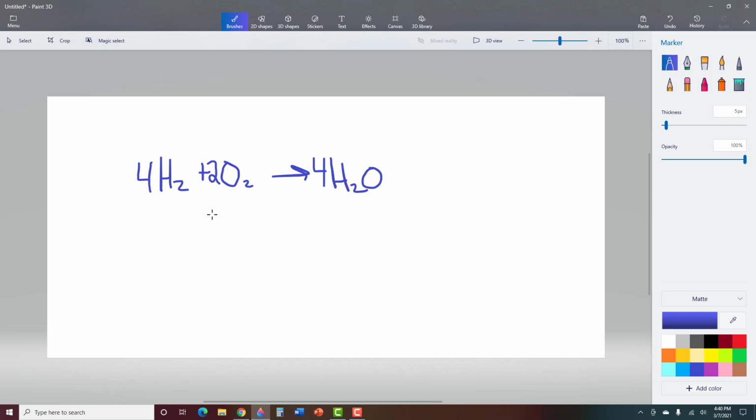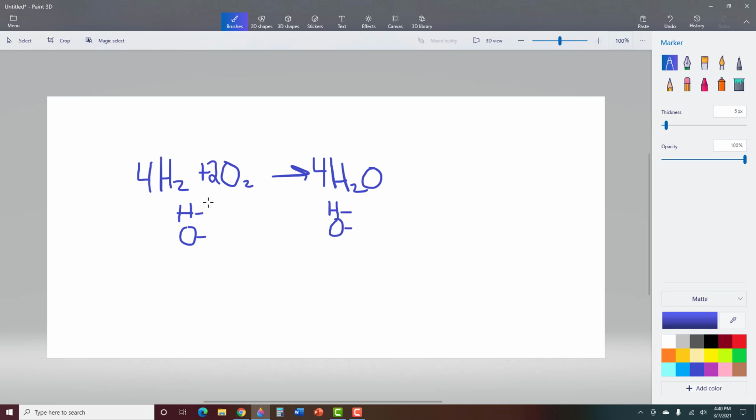Alright, so one more thing I wanted to go over, because you might come across this at some point in your life, balancing equations, and it's important to know. So I've balanced this equation. I have H and O on this side, and I have H and O on this side.